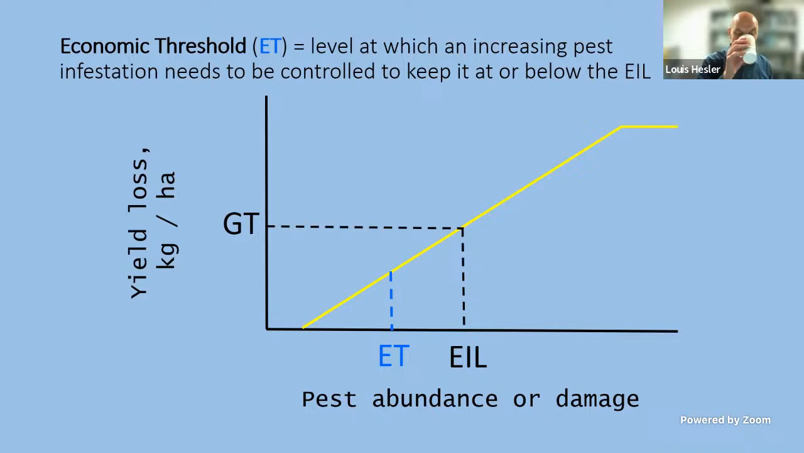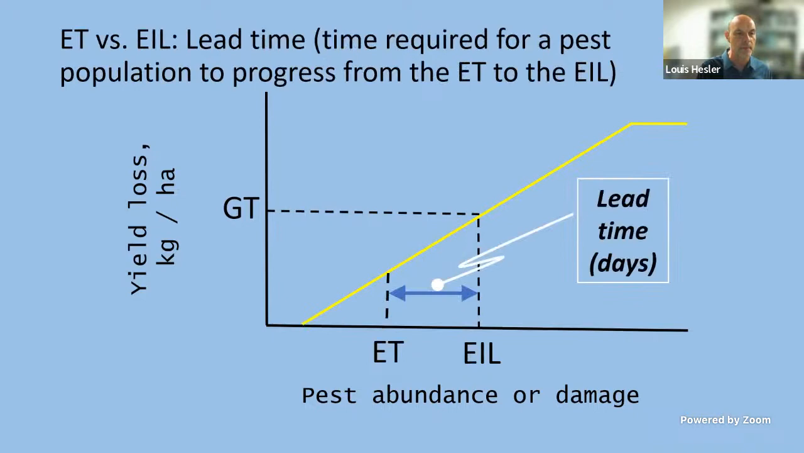You can see on this graph that the ET comes at a pest abundance or pest damage that is less than the EIL, and it will come sooner. It will appear sooner because it's simply less pest abundance. So the EIL is always going to be greater than the economic threshold. Why is that? Well, that's to give some lead time before we reach the economic injury level, where damage is going to exceed the cost to control that damage or that pest infestation. So when we reach the economic threshold, that's basically giving us time to save the crop from reaching the economic injury level.